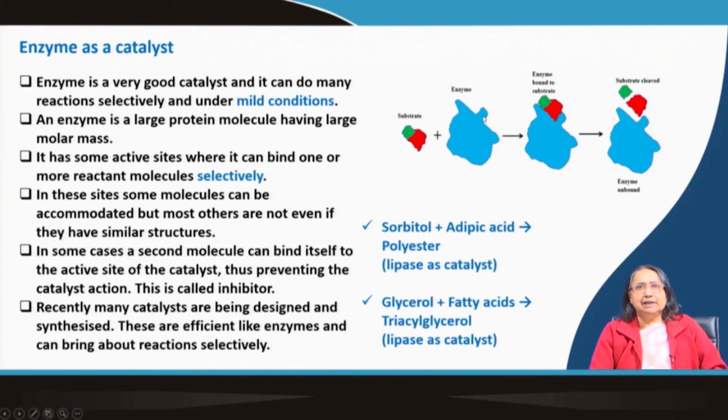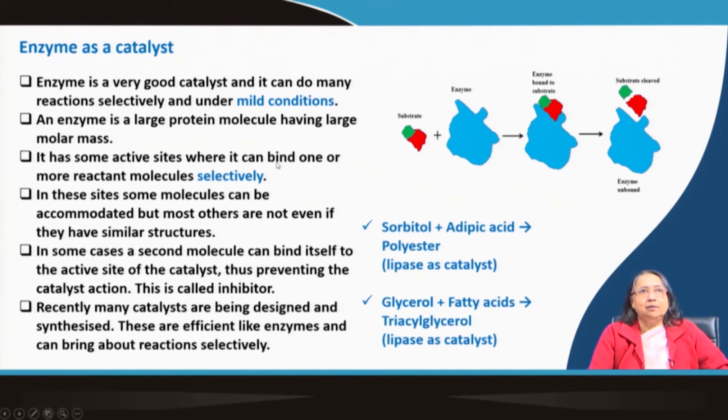Here in the active site, a particular substrate can come and fit itself. There are two things, you see the red one and the green one. It can fit and the reaction goes on here, and then after the reaction they are separated, they are cleaved. So the reaction is going on in this active site. Enzymes are very good catalysts that can do the reaction under very mild conditions. Another thing is that they are very selective also.